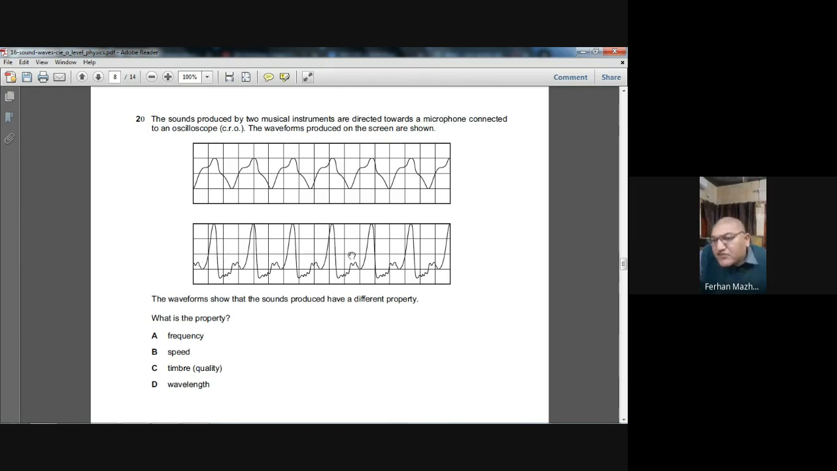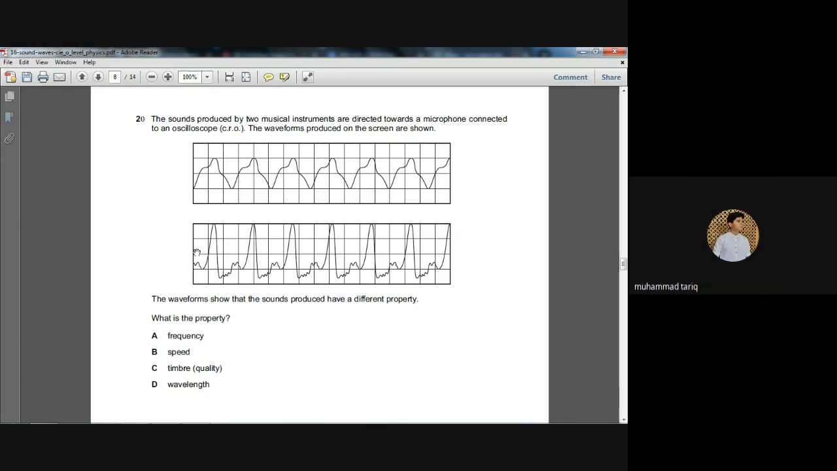If this is the mean position, if I take this as the mean position, it goes 2 squares up. Where should the mean be?